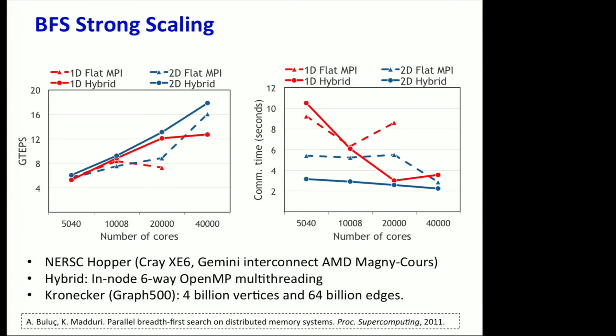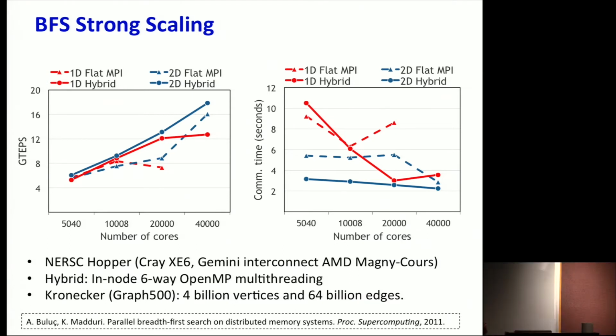So for both plots, the axes are different. On the left, the higher is better. It's the GTEPS, which means giga traversed edges per second. It's like a performance rate similar to flops, floating point operations per second, but a version that's tailored for graphs. On the right, the lower is better, where the y-axis is the communication time in seconds. For both cases, the x-axis is number of cores. That goes from 5,000 to 40,000. So that's a pretty big run. And it's actually running on a graph with billions of edges and vertices.